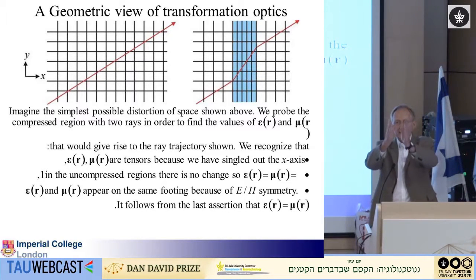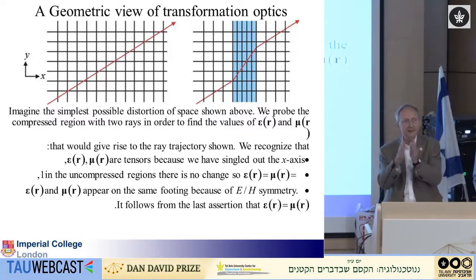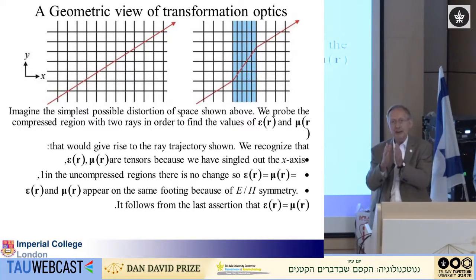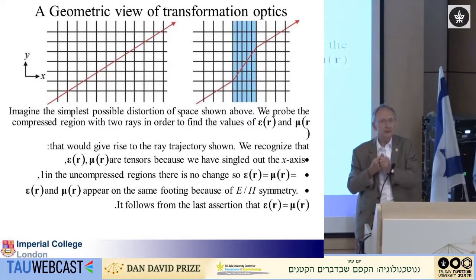If you squash space in this direction, then along the direction of squashing space, epsilon and mu are decreased by the same factor as you squash space. Of course, you've squashed it in this direction, so space is anisotropic, and in the direction perpendicular to the squashing, epsilon and mu are actually increased by the inverse of the squashing factor.